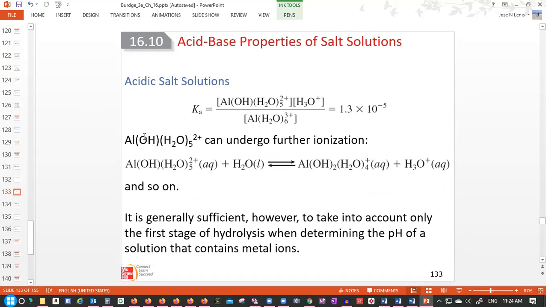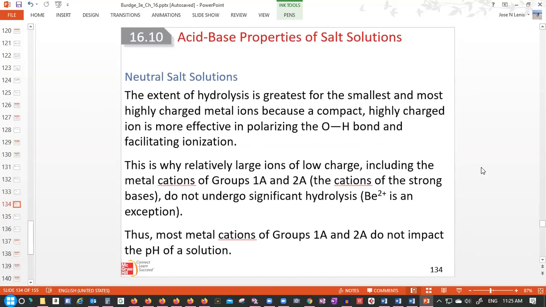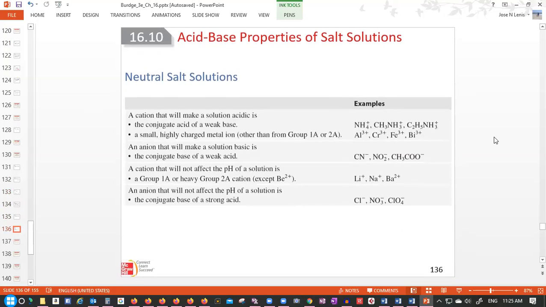So for example, this one, this is aluminum. This is a complex of aluminum that goes through hydrolysis, producing H3O+. That means it can make this solution acidic. All right, so this is a summary of what I said already, the neutral salts, acidic salts. Some examples are here.